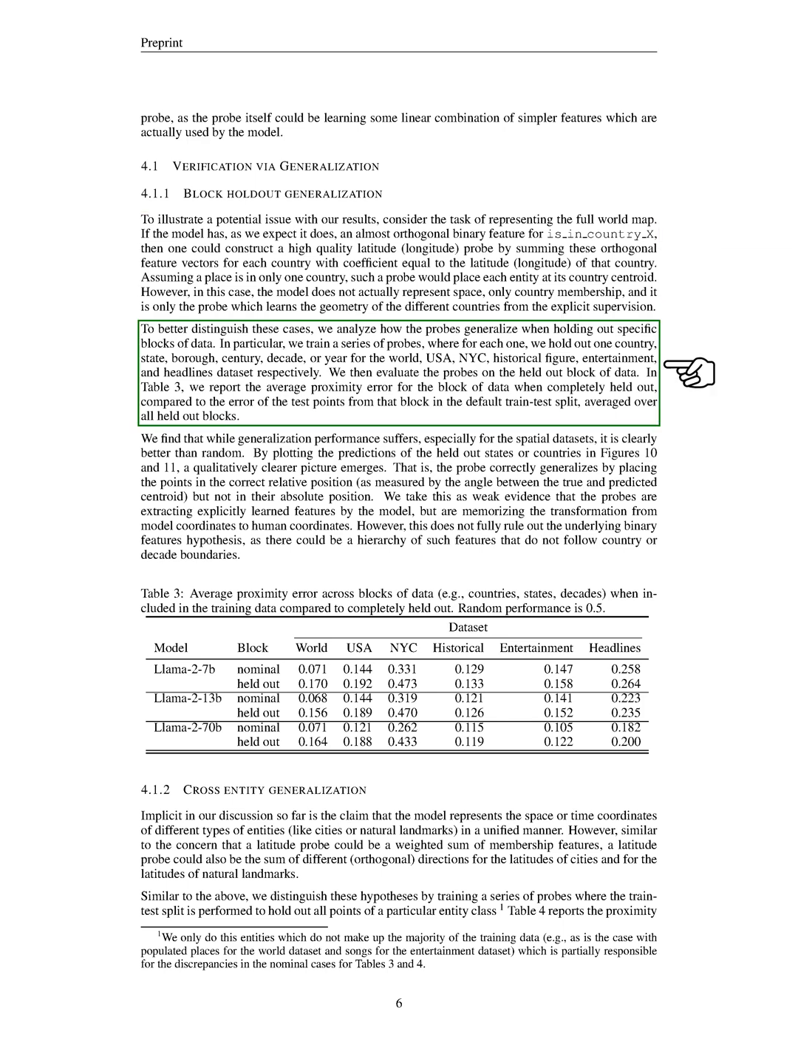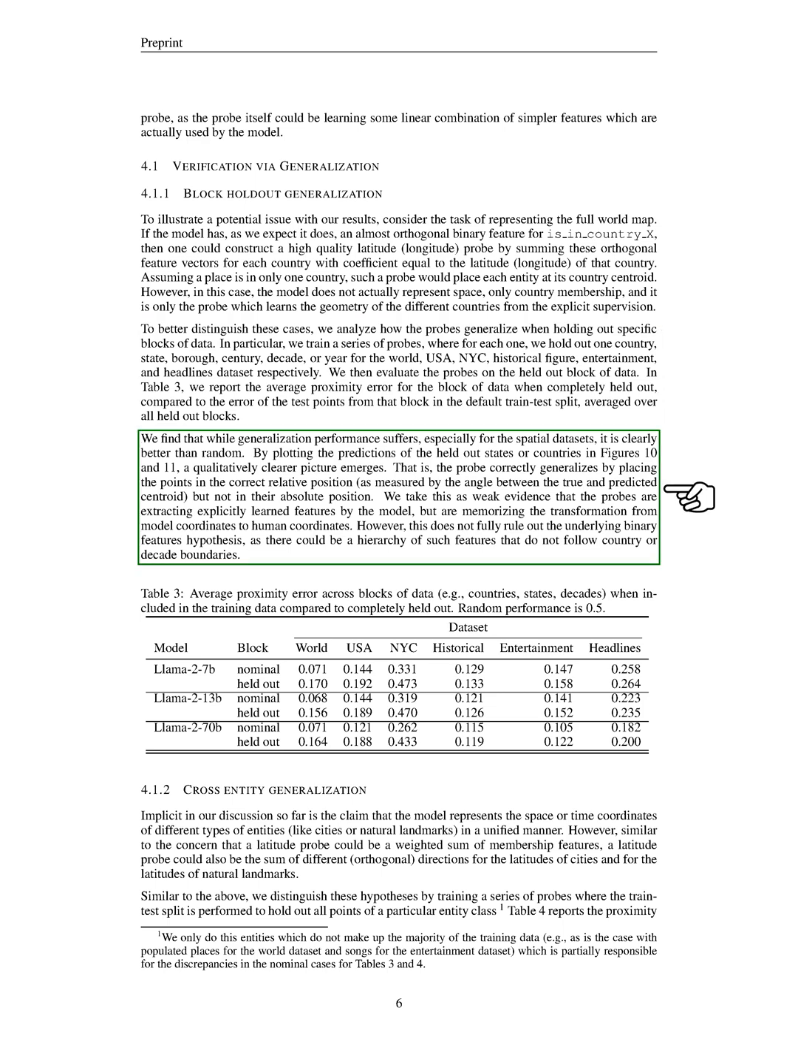To better differentiate these cases, we analyze how the probes generalize when we exclude specific blocks of data. We train a series of probes, each time excluding one country, state, borough, century, decade, or year for various datasets. We then test the probes on the excluded block of data. We find that while the performance suffers, especially for the spatial datasets, it's still better than random. The probe correctly generalizes by placing the points in the correct relative position but not in their absolute position. This suggests that the probes are extracting features explicitly learned by the model, but are memorizing the transformation from model coordinates to human coordinates. However, this doesn't completely rule out the underlying binary features hypothesis.